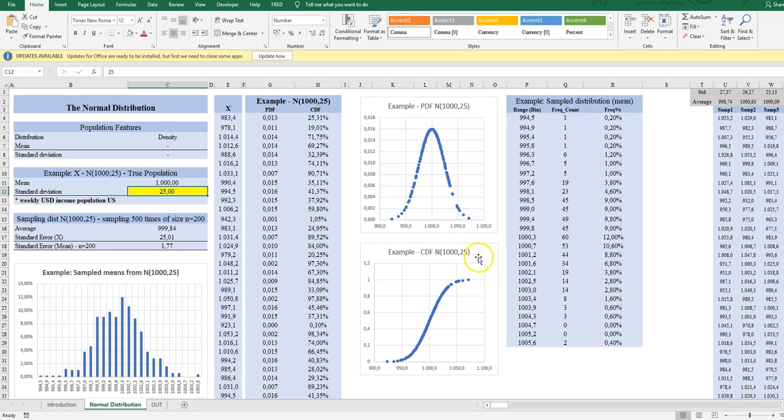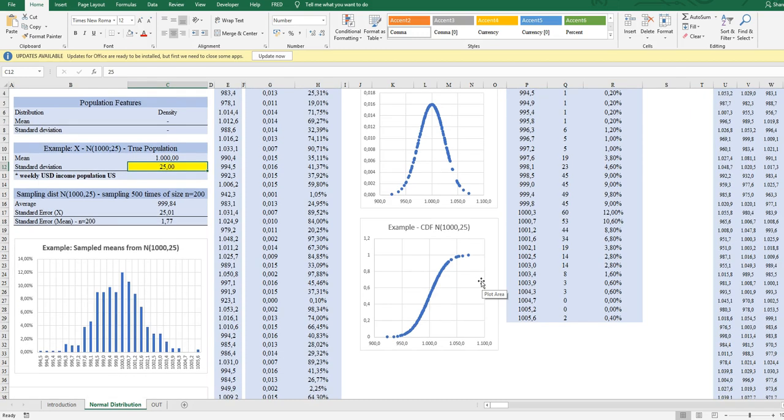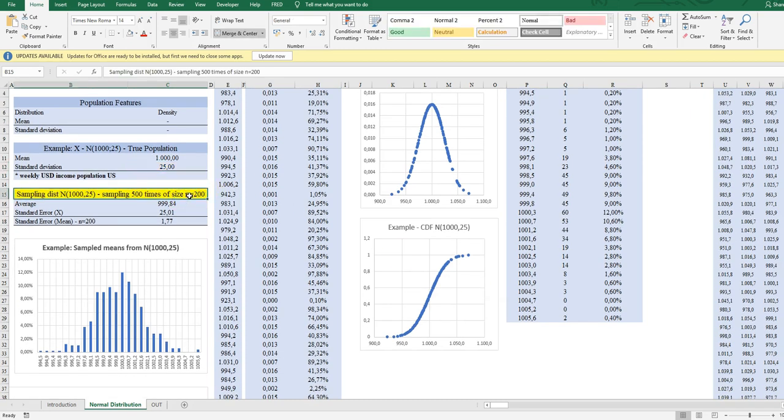Down here we have the cumulative density function, that goes all the way to 1. So finally, it goes to infinity in principle. So that's the normal distribution for a stochastic variable.